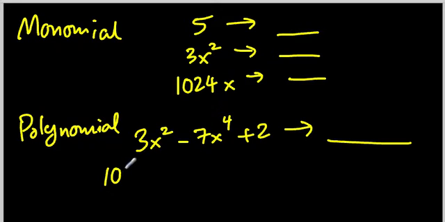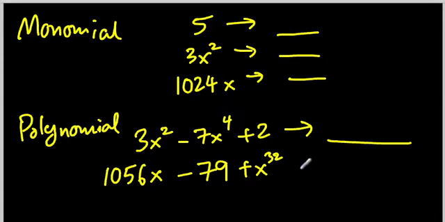And finally, I'm going to give one more example: 1056x minus 79 plus x to the power of 32. And I want you to tell me what the degree of this polynomial is.